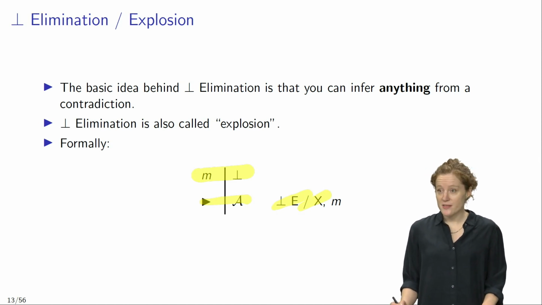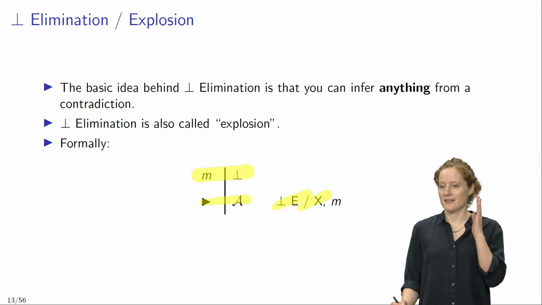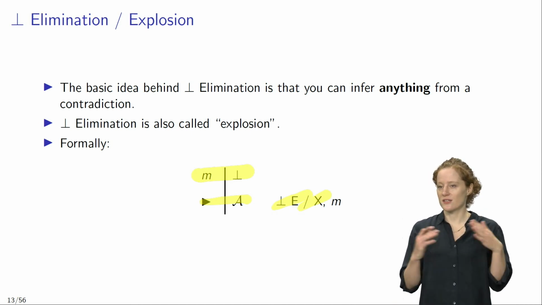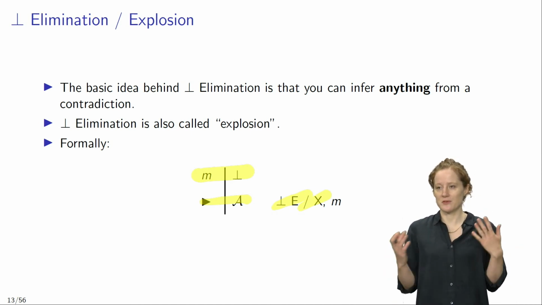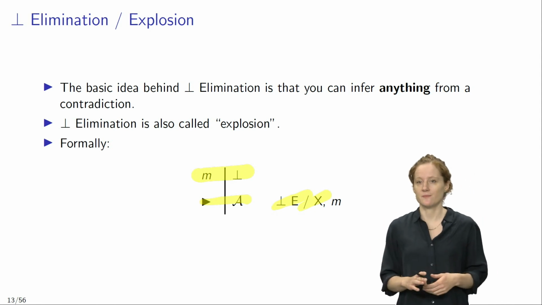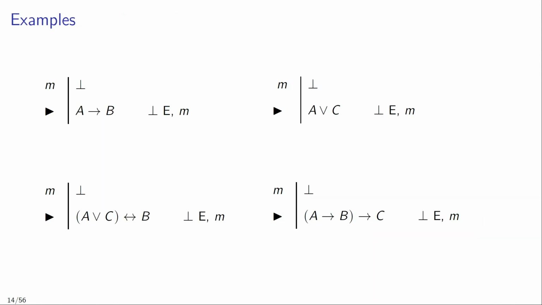So you have a choice with regard to how you want to reference this rule. You can either write the upside down T and a capital letter E, or you can just write a capital X, and both citations reference the same rule. So here are a couple of examples. Suppose you have bottom in line M of your proof. That allows you to infer if A, then B. It really allows you to infer any sentence whatsoever.